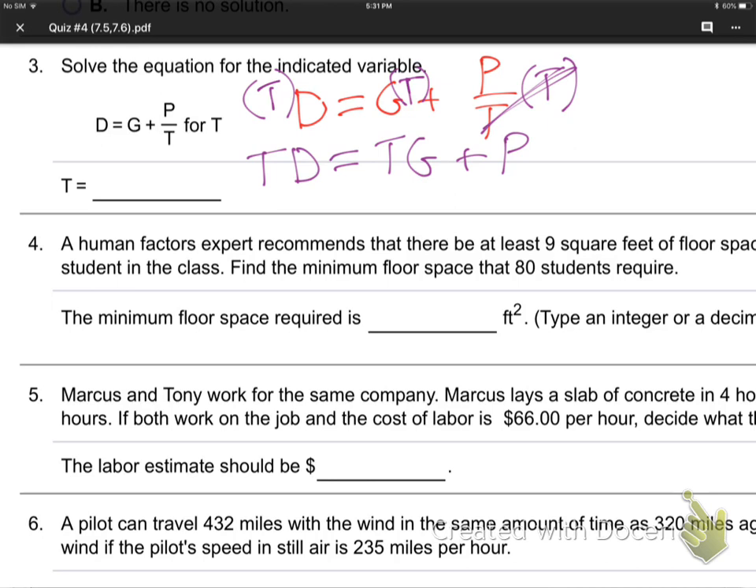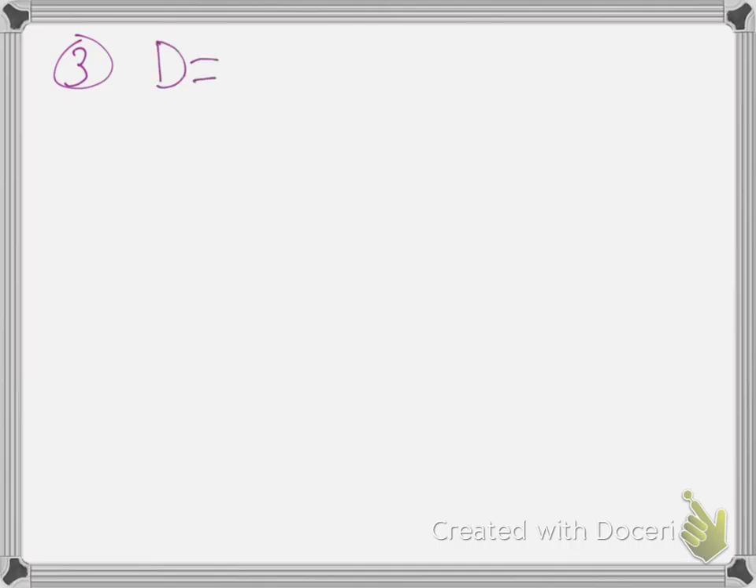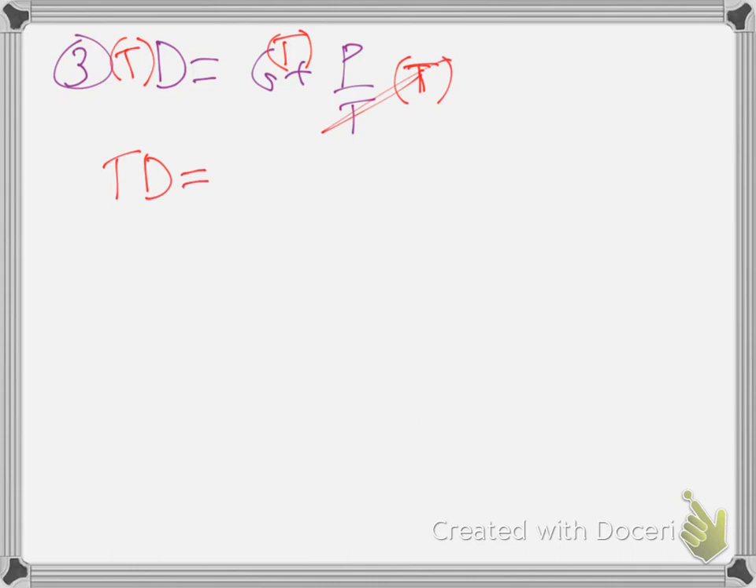Okay, so now trying to solve for T. In fact, let me take this to a fresh screen. So this is number 3. D equals G plus P over T. So take it from the top again here. Multiply through by T, multiply through by T, multiply through by T, cancels right there. So TD is TG plus P.